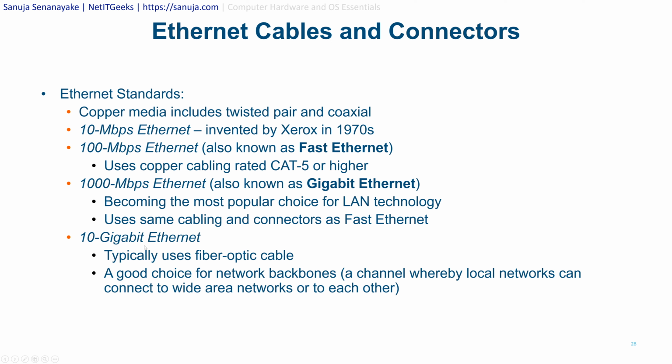10 gigabit network connections typically use fiber optic cables, which support much higher bandwidth and throughput, a good choice for network backbones. Those are basically channels whereby local networks can connect to a wide area network or to each other. A backbone network could be a campus-wide network where different campus buildings are connected together, maybe in a ring topology or whatever topology you use. That backbone network can be optimized by using fiber optic cables. So that could be the gigabit Ethernet.